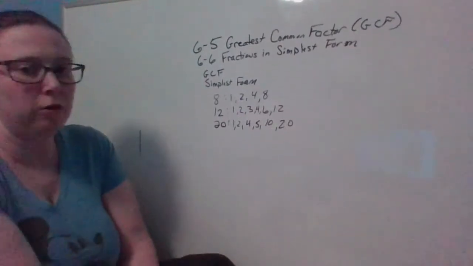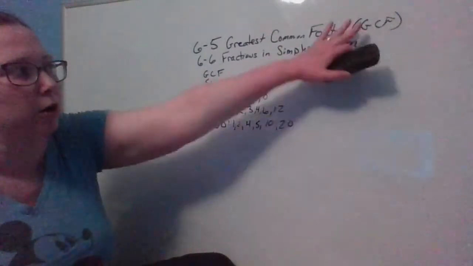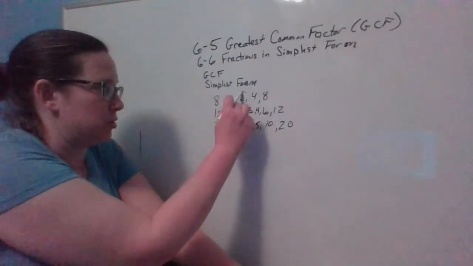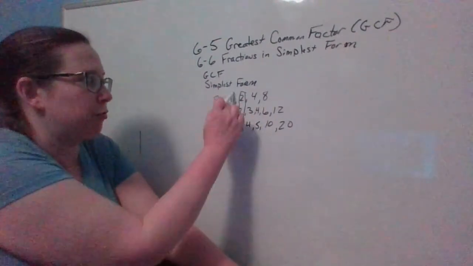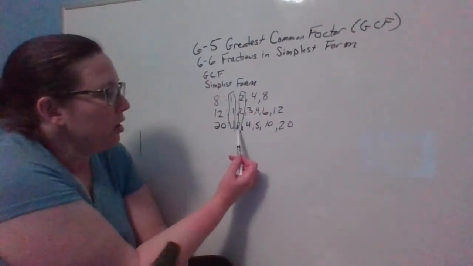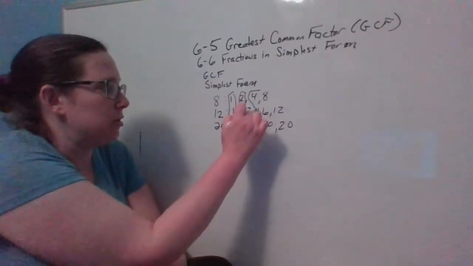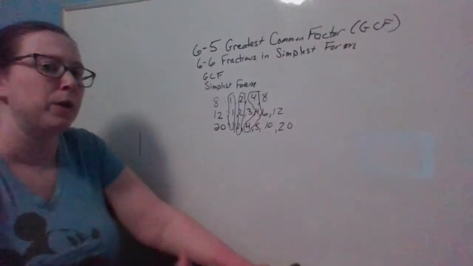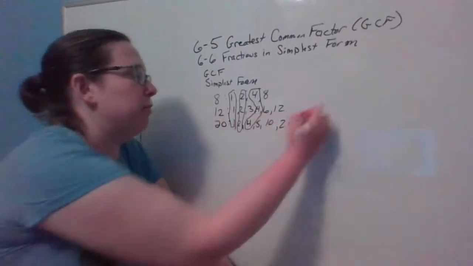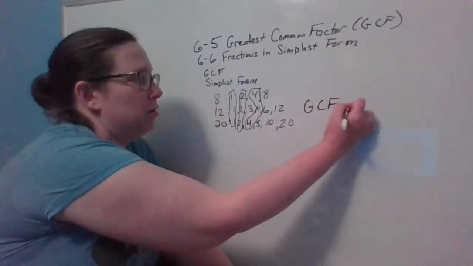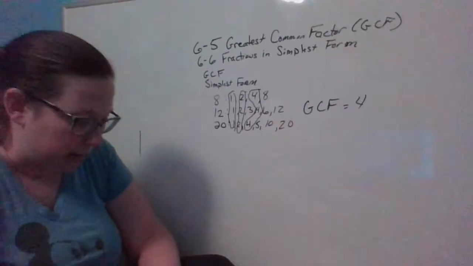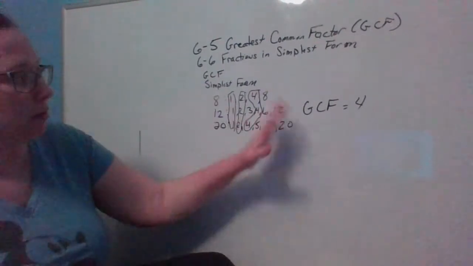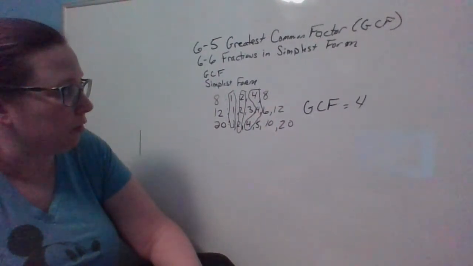All right, so we have all of our factors listed, and then we're looking for our greatest common factor. So the first thing you want to think about is, what common factors do I have? So you see there's a 2, of course there's a 1, but we don't really count that. There's a 2 on all of our lists, and there's a 4 on all of our lists. So our greatest common factor, our biggest number that goes into 8, 12, and 20 would be 4. That's how you figure out the greatest common factor, by listing out all of the factors for each number.